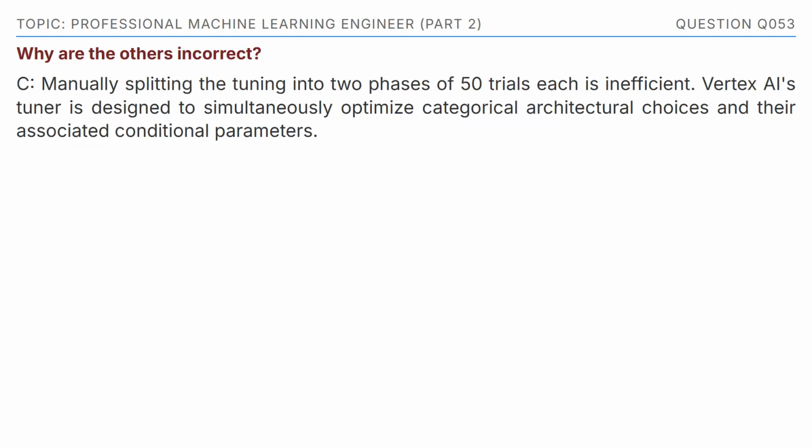C. Manually splitting the tuning into two phases of 50 trials each is inefficient. Vertex AI's tuner is designed to simultaneously optimize categorical architectural choices and their associated conditional parameters.